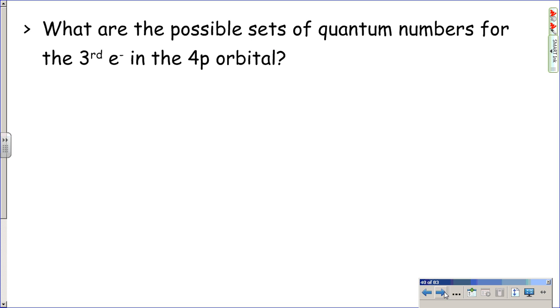What are the possible sets of quantum numbers for the 3rd electron? So we're talking about a specific electron. That means 4 quantum numbers in the 4p orbital. So N has to be 4, L has to be, remember the L numbers start off at 0, right? So this is 0, this is sphere, this is 0. So to be P, it would be 1, right? The ML number.